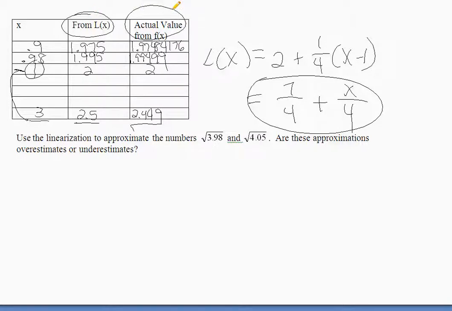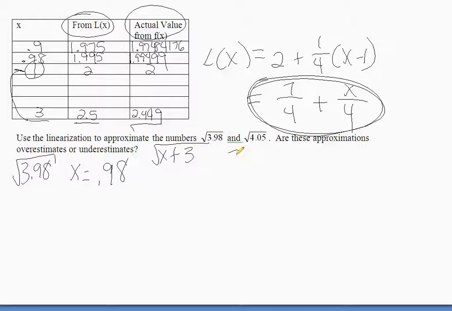Okay. Now we could use this linearization to approximate the square root of 3.98. So now the linearization right here, I can use that to approximate 3.98. Now I don't plug 3.98 in because you have to think the original function was x plus 3. So for 3.98, x would actually be 0.98. So I'd be plugging 0.98 into the linearization. 0.98 over 4, and I get 1.995.